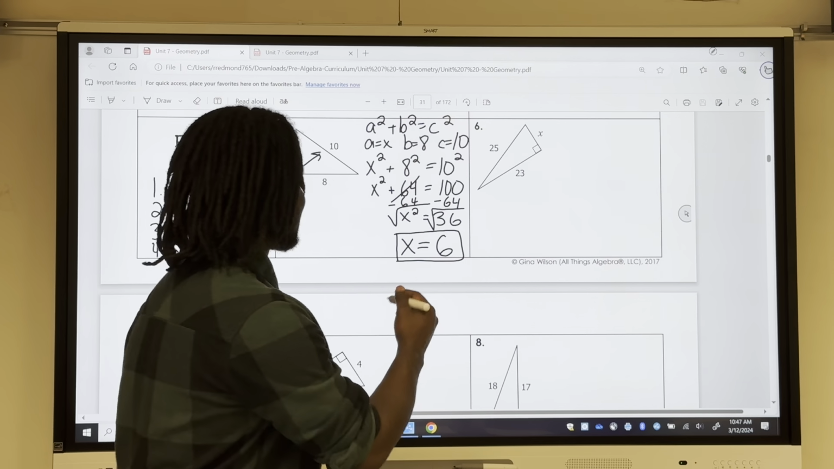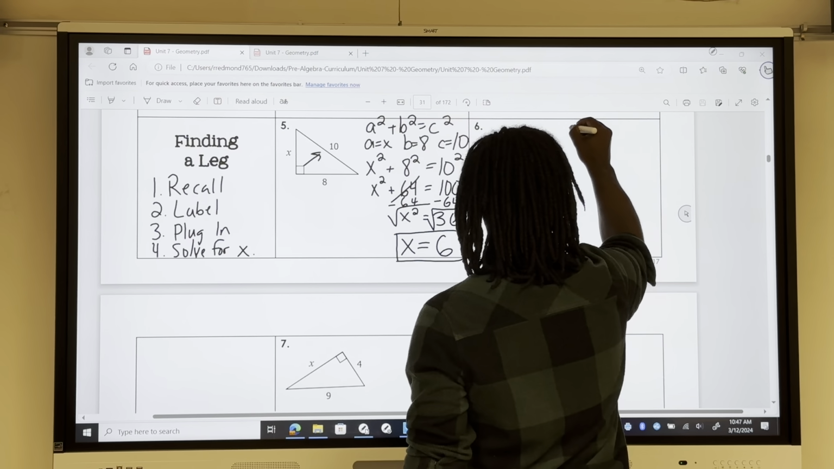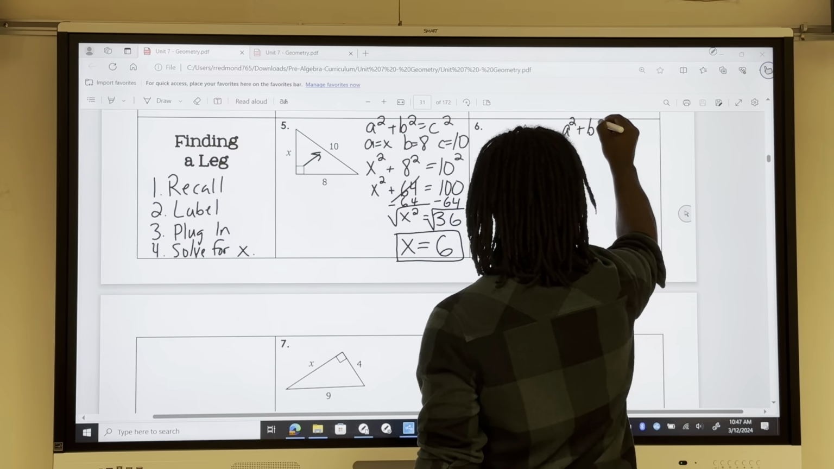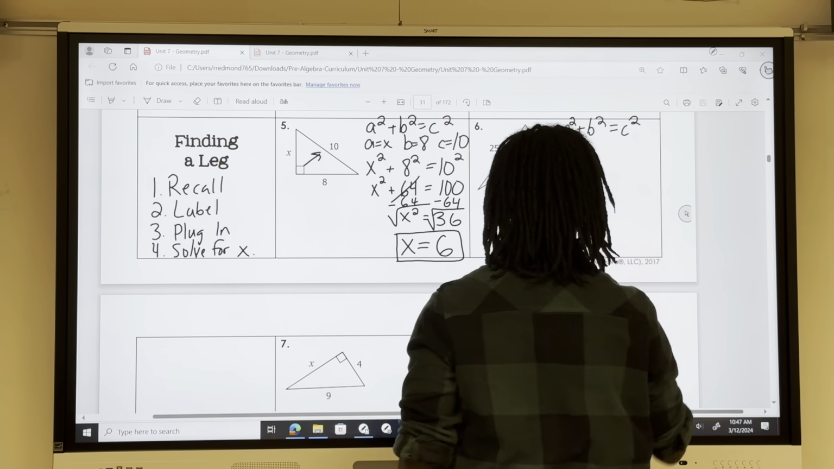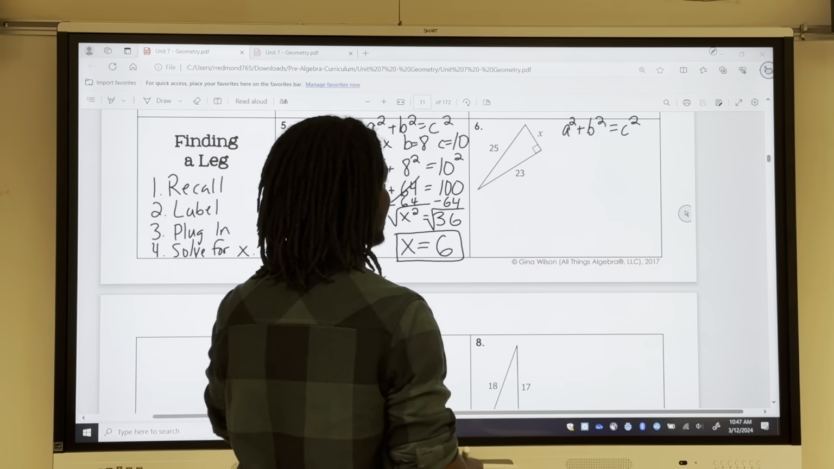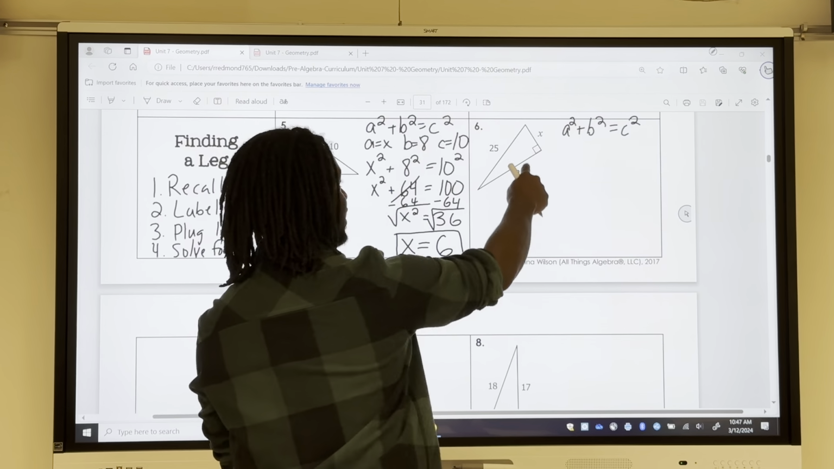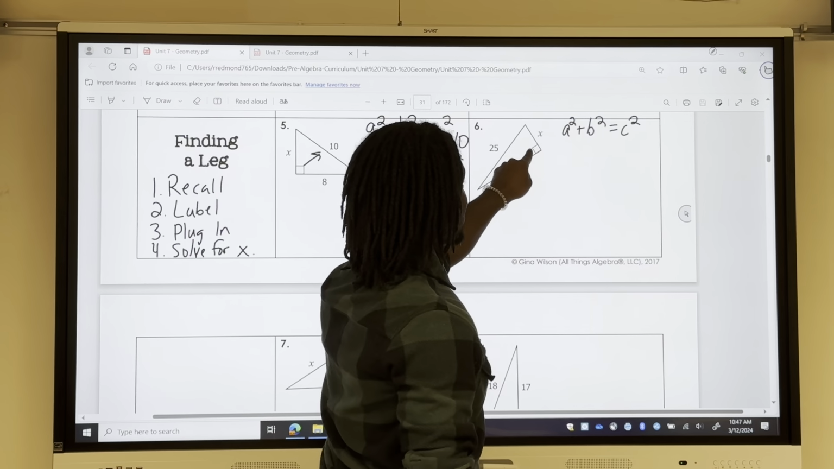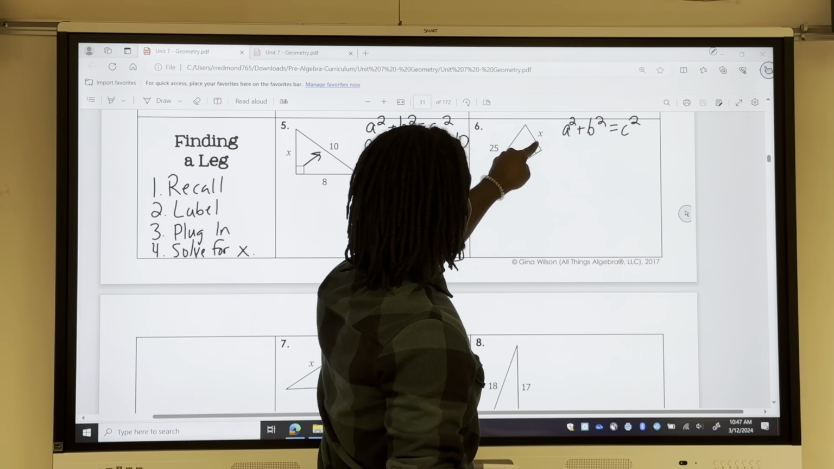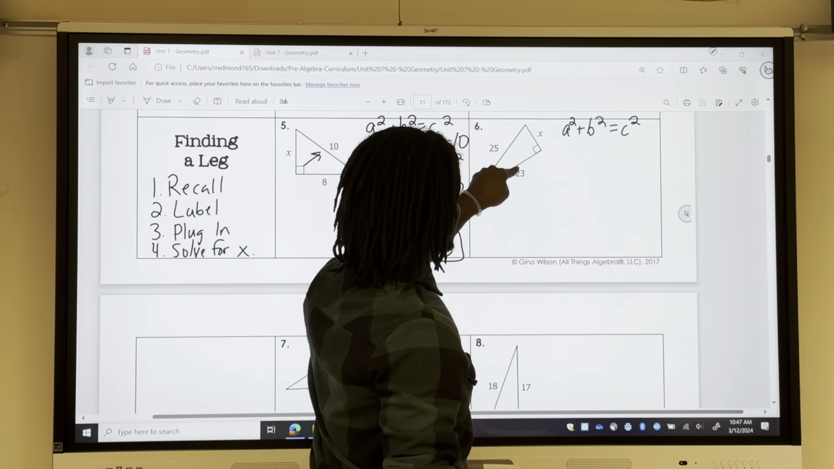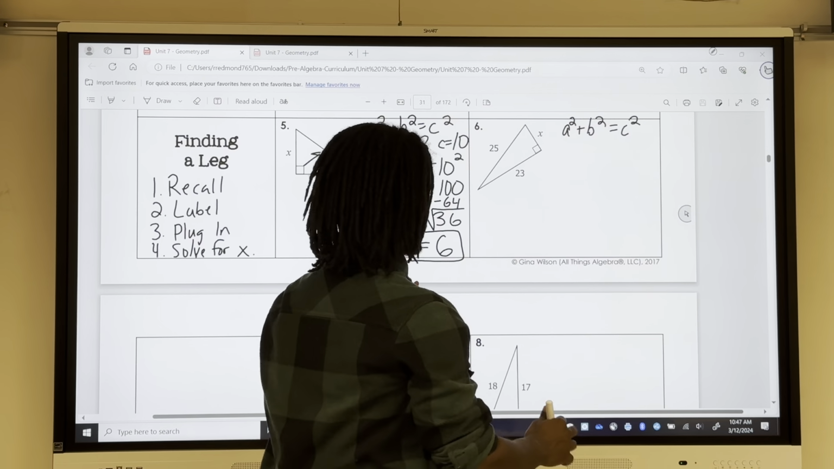All right. Let's look at number 6. A squared plus b squared equals c squared. Again, which one you choose as A and B doesn't matter. It just matters that where the right angle is made, that's one of the legs, and that's the other leg. So these two are the legs.